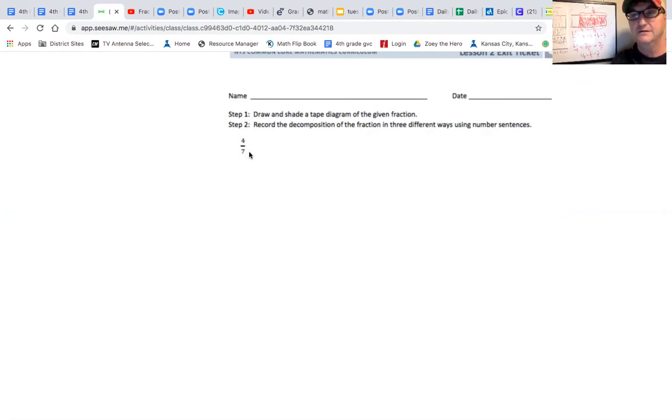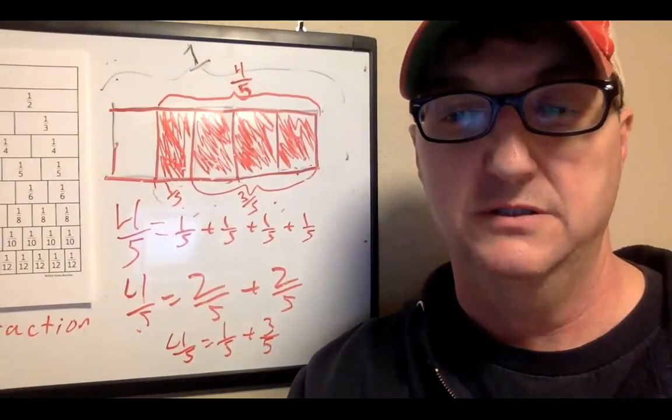All right. So I expect to see a tape diagram like that in your assignment, and I expect to see 3 addition sentences. They call them number sentences, showing how you can decompose 4/7. And at least one of them needs to be in unit fractions, all right? So don't forget that. One of them has to be in unit fractions, okay? Come back to this video and watch it again if you need to, all right?